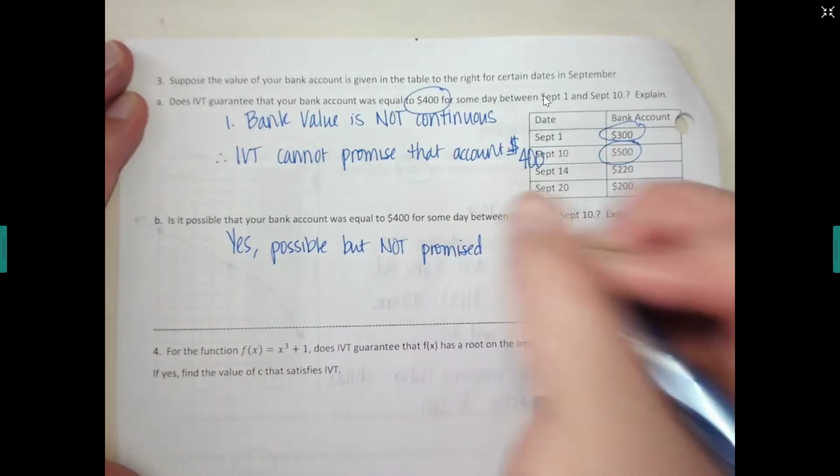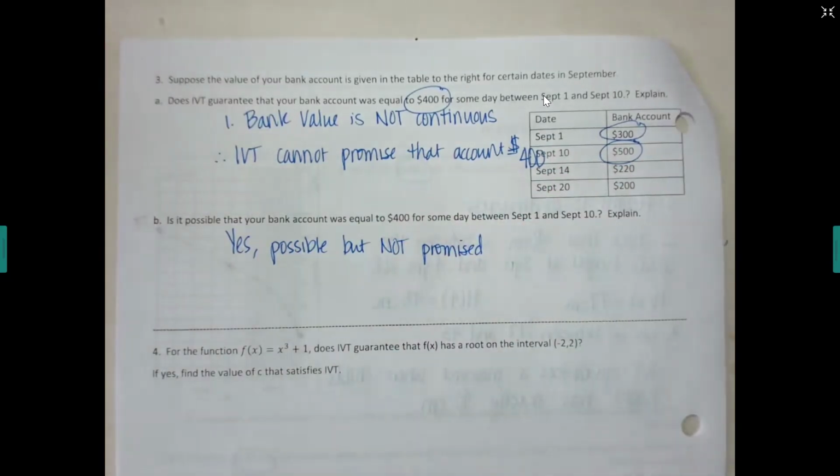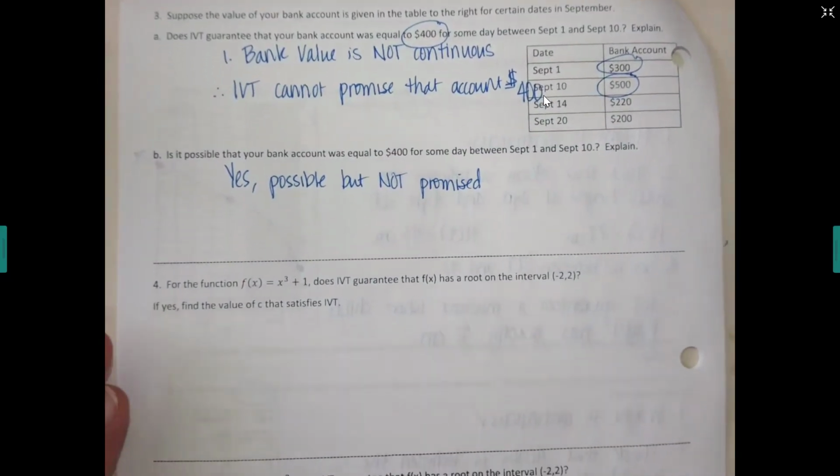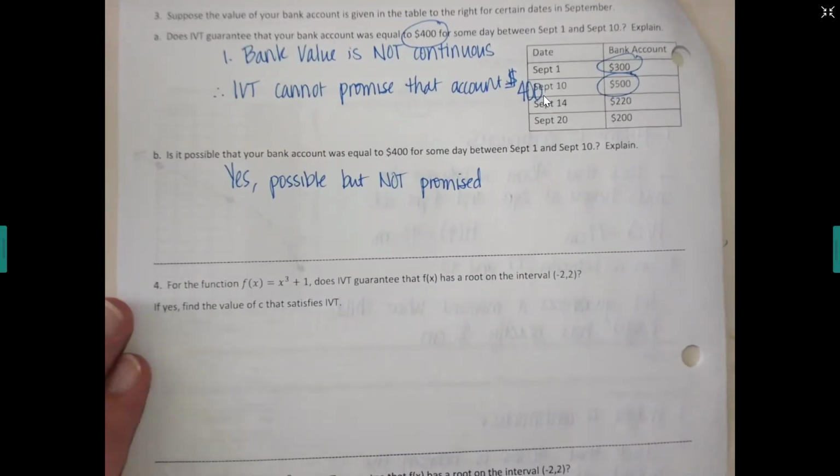So remember, IVT can't eliminate the possibility that something didn't happen, but it can promise that something did happen if the conditions are met. Okay? All right, come down for me, please, to number 4. Okay, so we did a couple with a graph, with a table. Now we're going to do one with an equation.